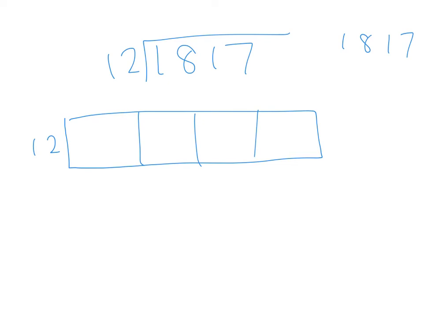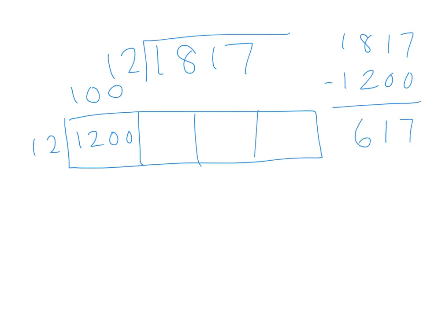So I know that there are 100 12s at least in 1,817. Then I'm going to multiply 12 times 100. I know that 12 times 1 is 12, and I have 2 zeros to place at the end. So I'm going to come over to my subtraction problem, and I see that I have 617 left that I need to divide into groups of 12.